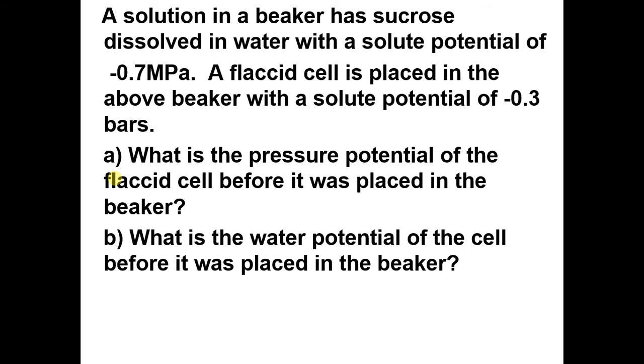So let's try a problem. A solution in a beaker has sucrose dissolved in water with a solute potential of negative 0.7 megapascals. A flaccid cell is placed in that beaker. That flaccid cell has a solute potential of negative 0.3 bars. What is the pressure potential of the flaccid cell before it was placed in the beaker? I'll give you a minute to think about it.